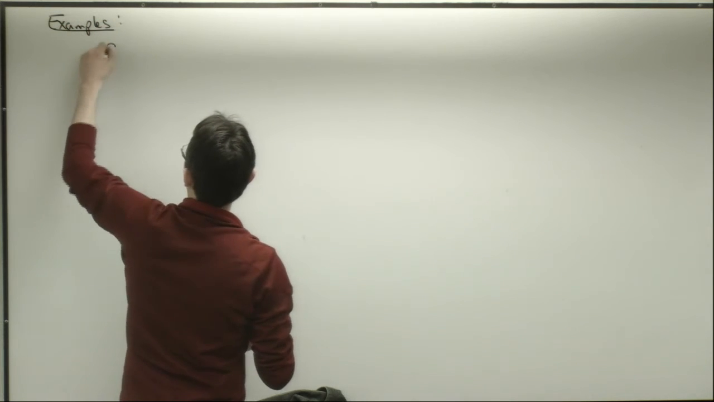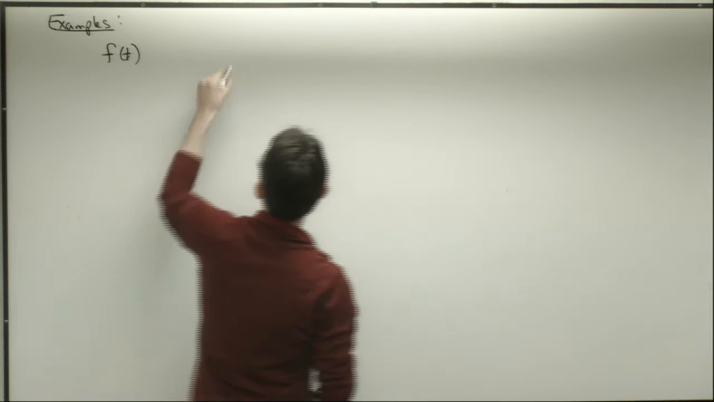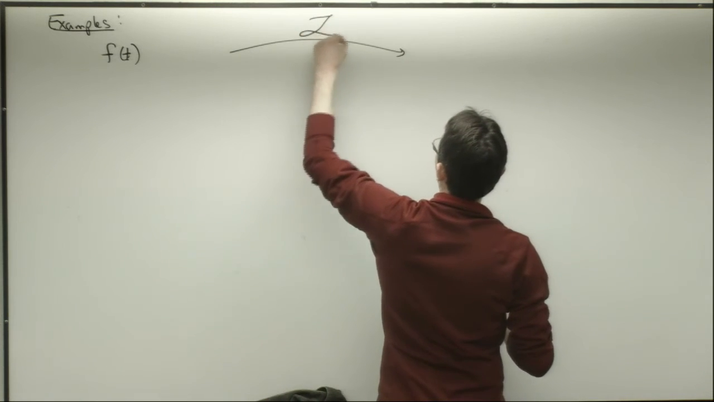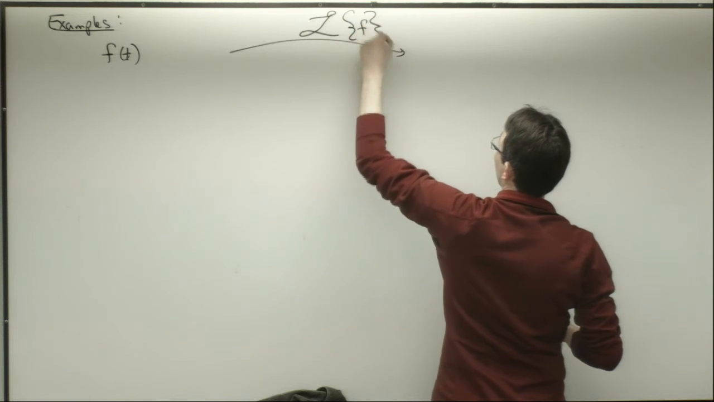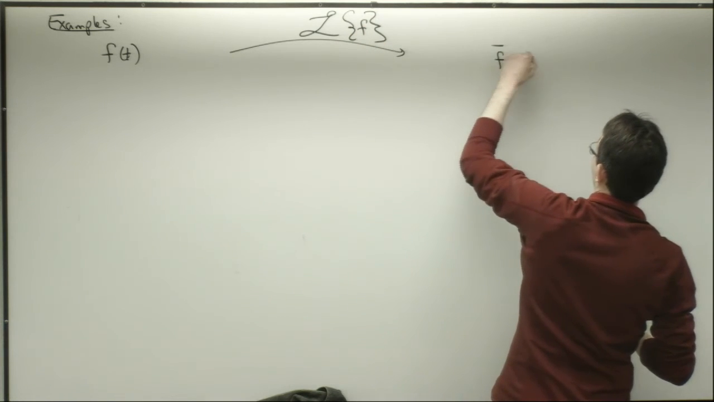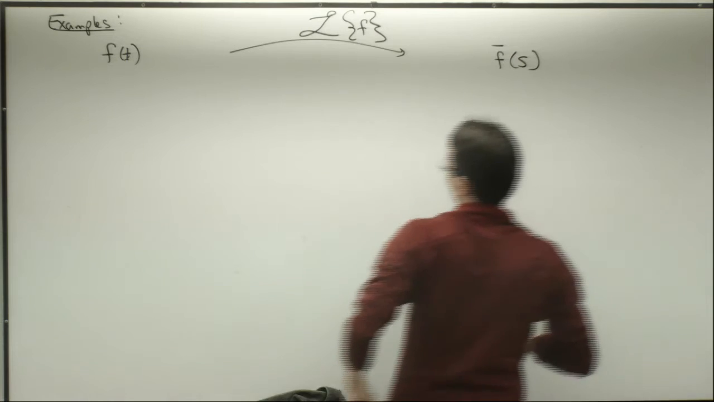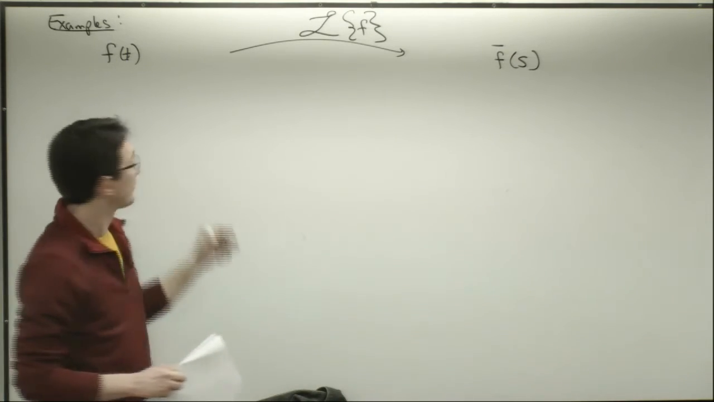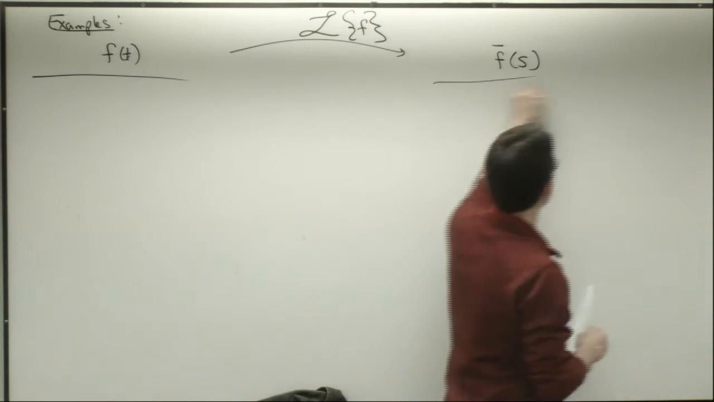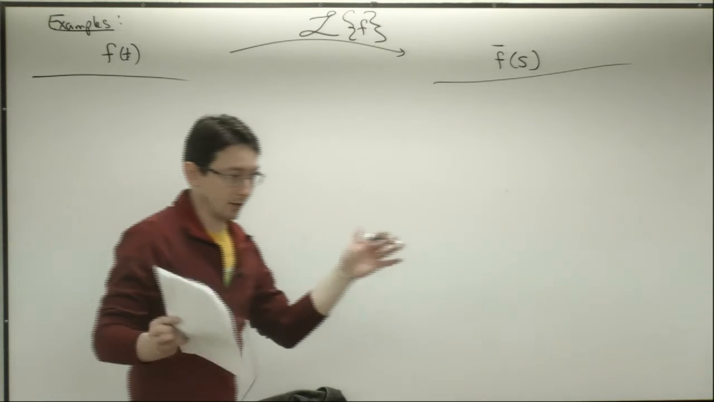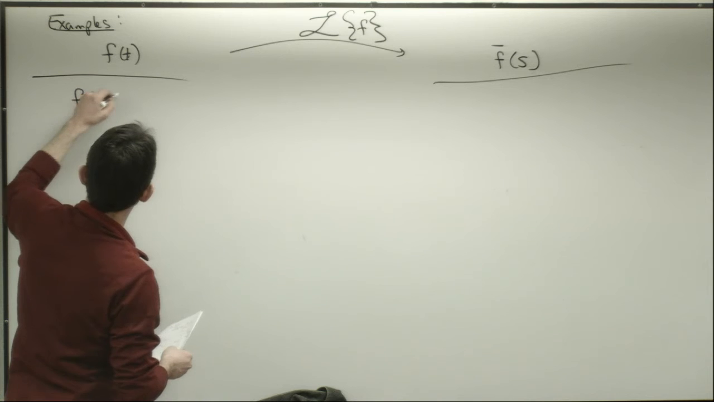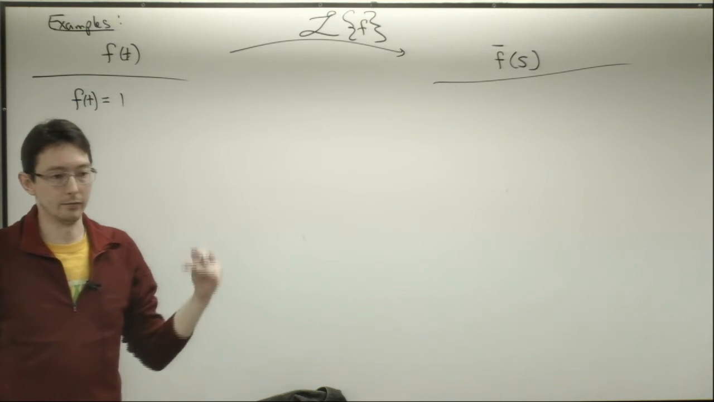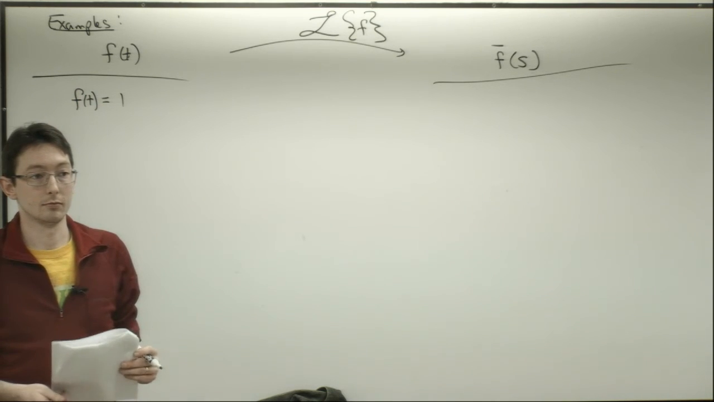So let's say that I have my function f of t, and I Laplace transform f, and I get f hat of s, s bar, or f bar of s. So I'm just going to do some examples. We're going to go down and see what some of these examples are. So what if my function f of t equals 1? How do I Laplace transform this?